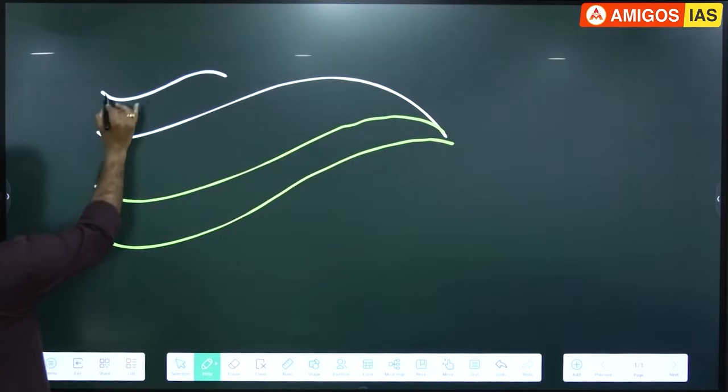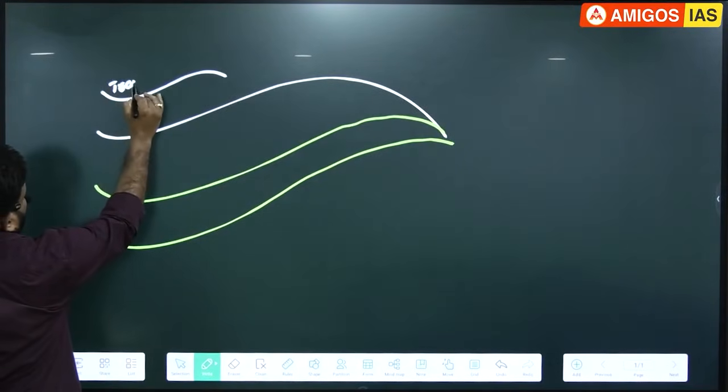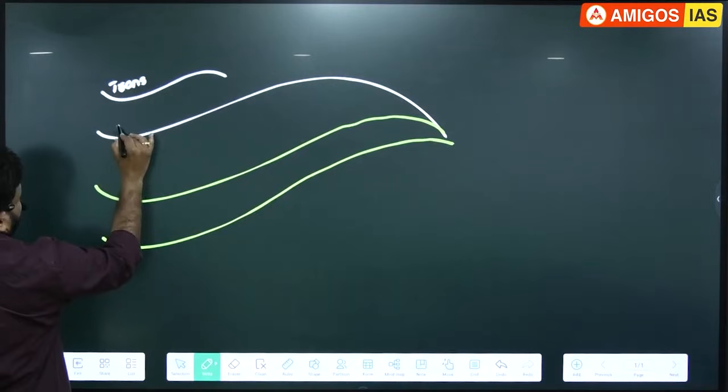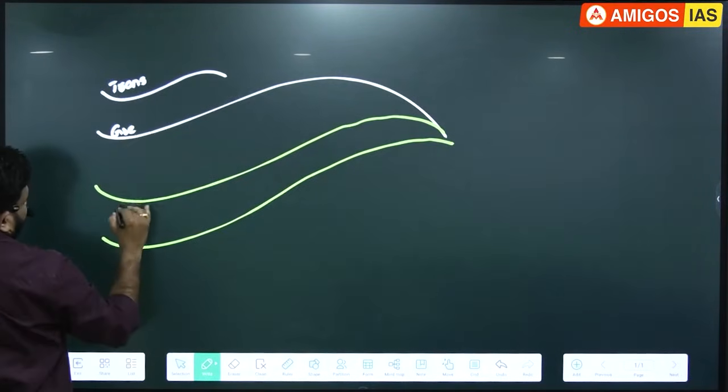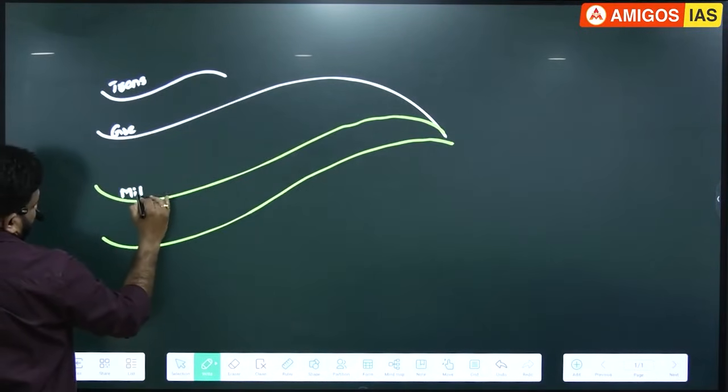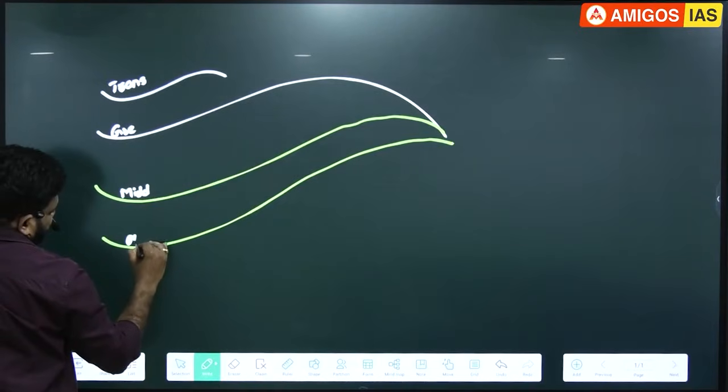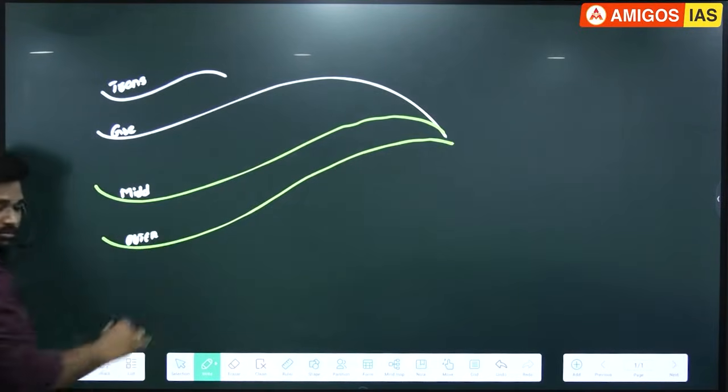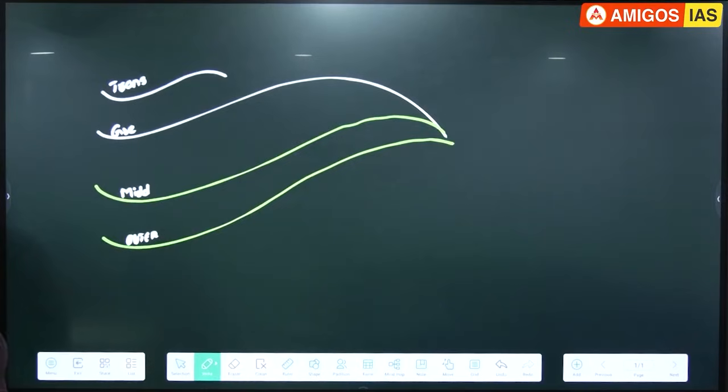What is this Himalayas? Generally trans. What is this Himalayas? Greater. What is this Himalayas? Middle. What is this Himalayas? Outer. What is this study? This is called as horizontal study.